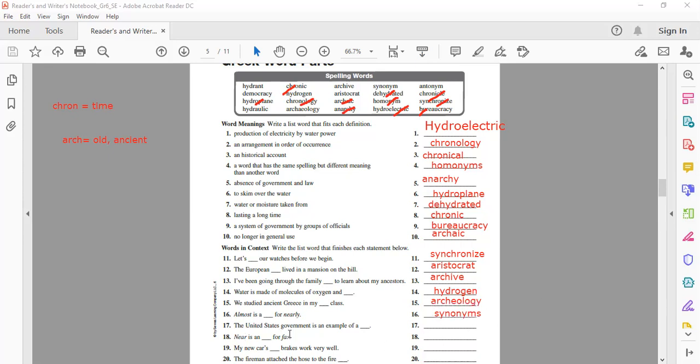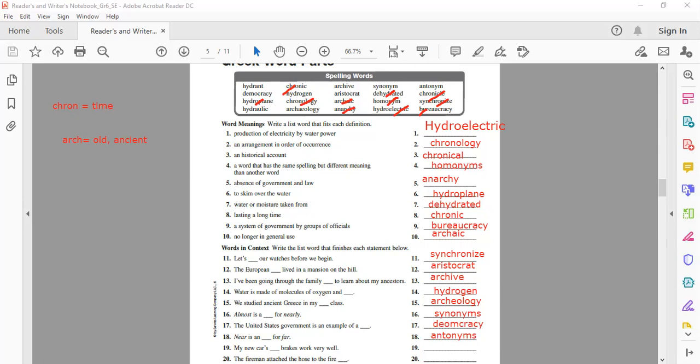Right. And then the United States government is an example of a democracy. In the United States of America, all the people vote. So is it dictatorship or democracy? Democracy. Very good. And then we have: near is an antonym for far. Near and far, are they similar or different and opposite? Synonym or antonym? Antonym, very good. It means that they are different from each other, opposite of each other.